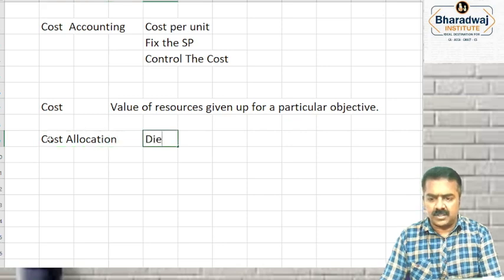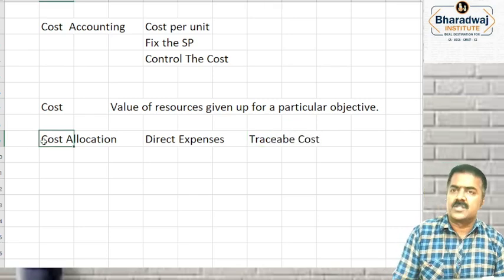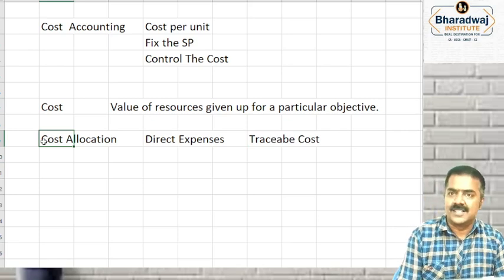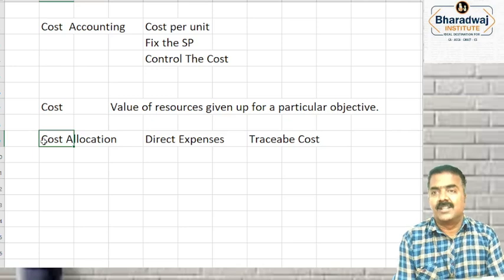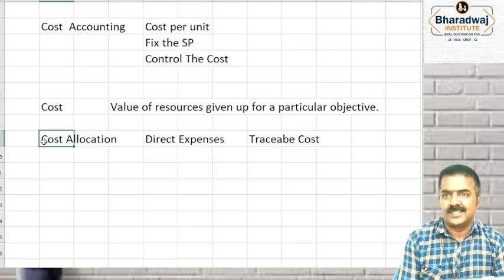What do you mean by cost allocation? Cost allocation is the word that is used for direct expenses, otherwise called traceable cost. What do you mean by traceable cost? For example, let us assume you are in a college. For your department, whatever is separately spent, we call it traceable cost.